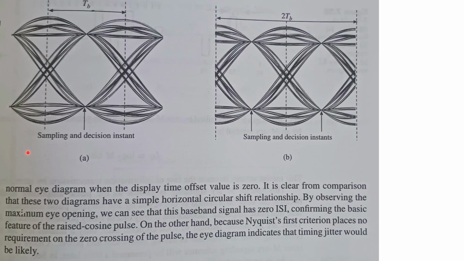Another sample normal eye, like it is clear from the comparison of these two diagrams, has a simple horizontal circular shift relationship. By observing the maximum eye opening, we can see that the baseband signal has zero or no ISI, right? And if it is closer, the height will come down like that, and in that case your noise will be very high. Because the Nyquist first criterion places no requirement on the zero crossing of the pulse, the eye diagram indicates that time jitter would be likely.